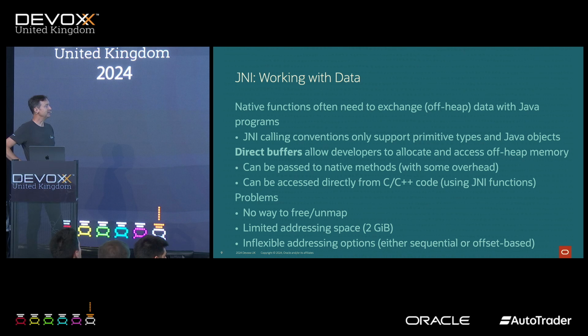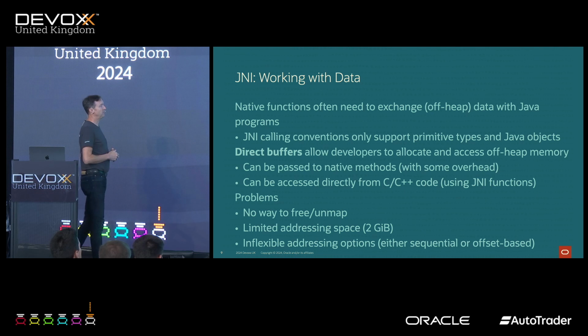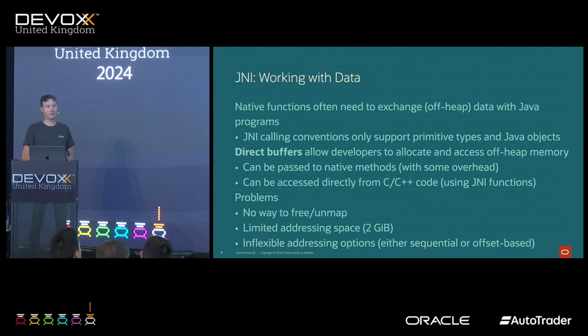And you can only address so much address space because you only have an int as an index, so that's 2 gigabytes. In fact, it's slightly less. And there is inflexible addressing, with either sequential or offset-based access. In fact, another big problem is that direct buffers are mutable. And we don't want to use mutable objects because we want to be able to share them across threads, for example.